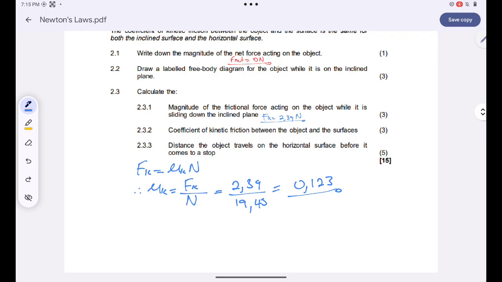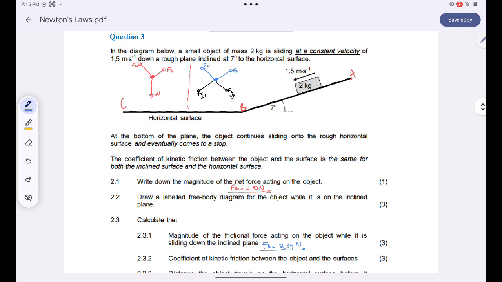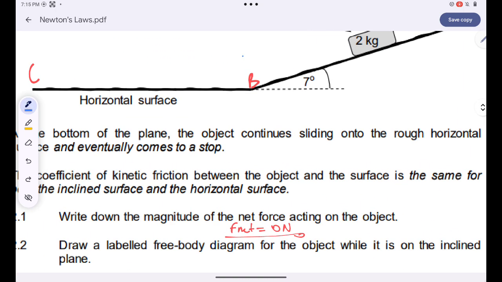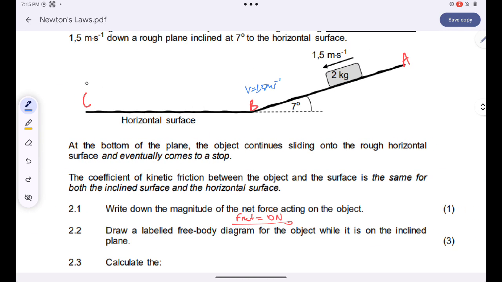the object travels on the horizontal surface before it comes to a stop. The distance the object travels before it comes to a stop. Okay, now we are focusing on path BC. We know that the velocity at point B, let me just erase these things over here, the velocity of the block here is just 1.5 meters per second, and then it will eventually come to a stop at point C. The velocity will be 0 meters per second. Are you together?